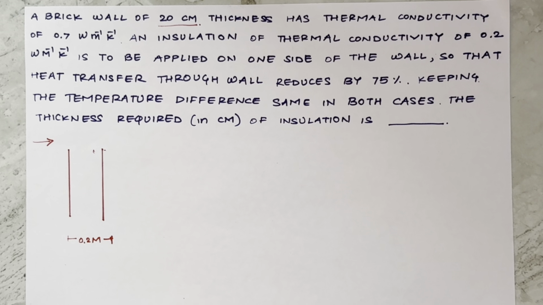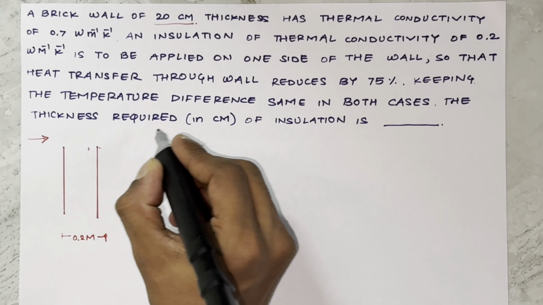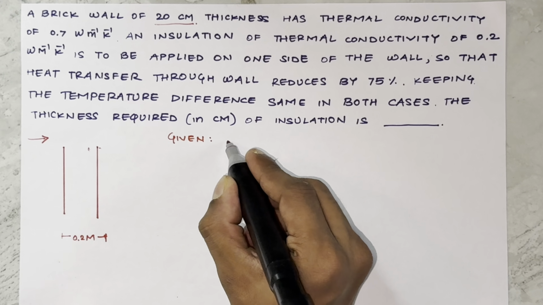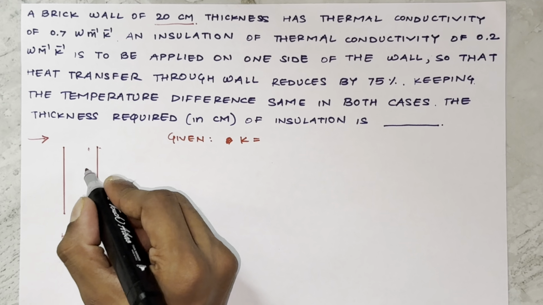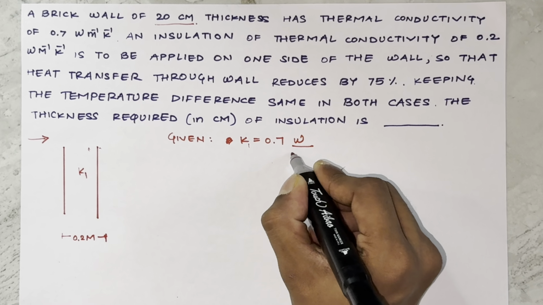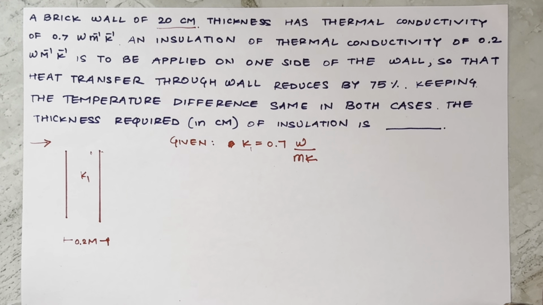The question says further that the thermal conductivity of the material the wall is made of is 0.7. Let me call it K1. So K1 is equal to 0.7 watt per meter Kelvin. Now the question says an insulation of thermal conductivity 0.2 watt per meter Kelvin is to be applied on one side of the wall, so the heat transfer through the wall reduces by 75%.